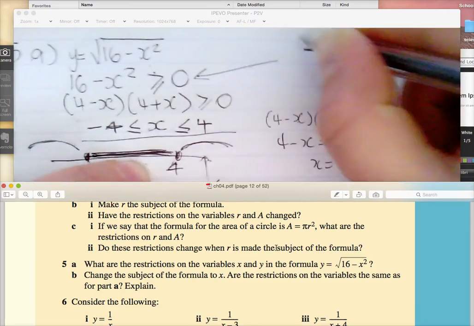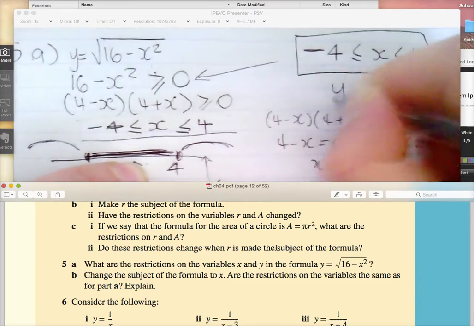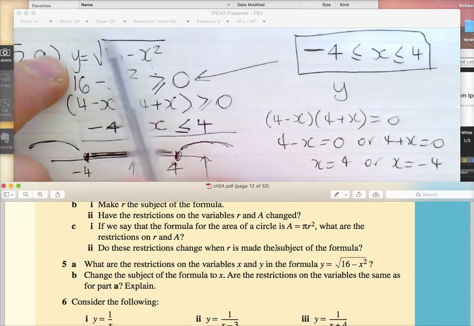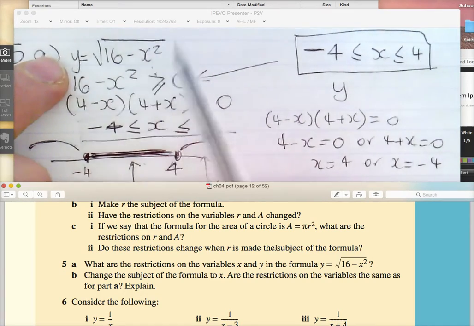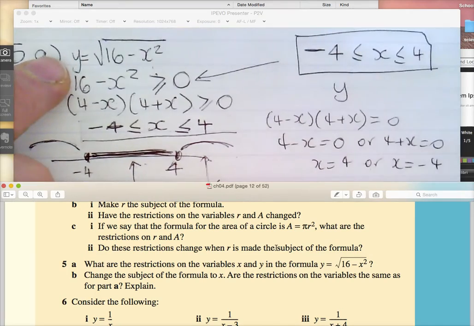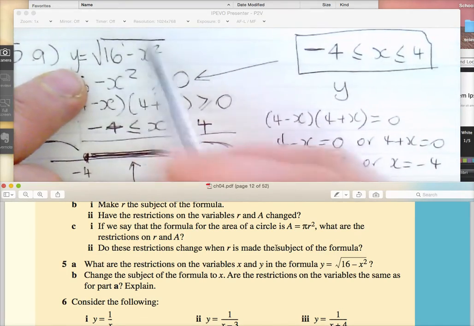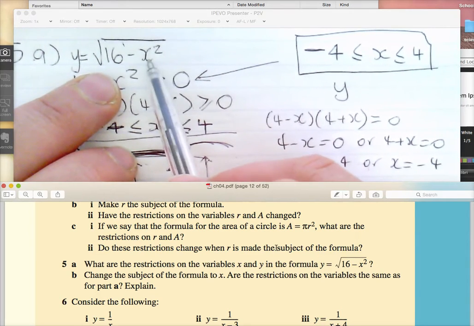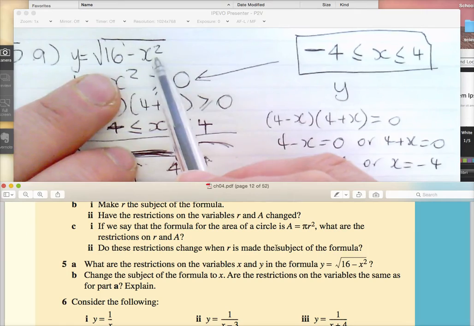They're the restrictions on x. Now, girls, just look at the formula. Tell me about y. It can be what? If this here is positive, could y ever be 0? Could you get a 0 for all this? Yes, you can. If x is 4, 16 minus 16 is 0.